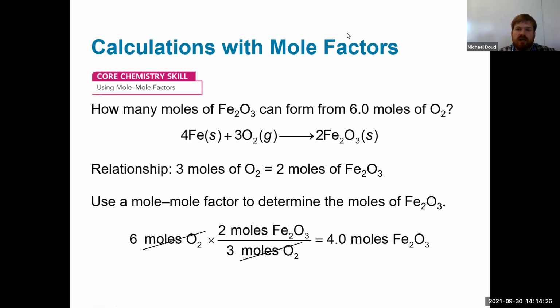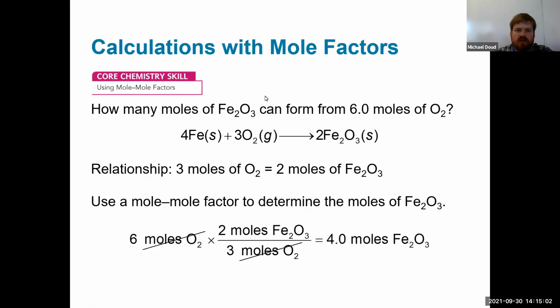And that's what we're going to do next. In fact, a lot of these calculations that we're going to do the rest of the semester involve mole factors. So we want to be able to use them and get very good at them very quickly. So a type of problem that I could ask, for example, on the test, this is a basic one, but we'll build it up.